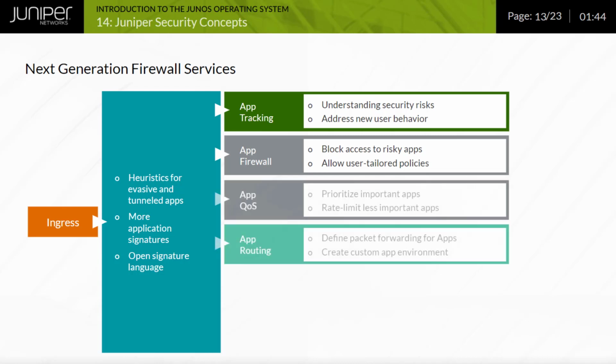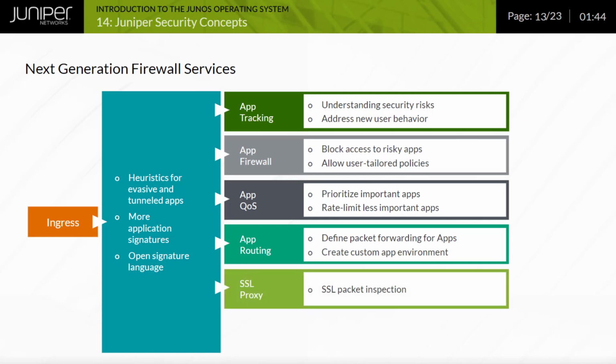AppQoS meters and marks traffic based on the application security policies set by the administrator, ensuring that mission-critical traffic is delivered even when usage levels surge. SSL proxy transparently performs secure sockets layer, or SSL encryption and decryption, between the client and the server, but neither the server nor the client can detect its presence.